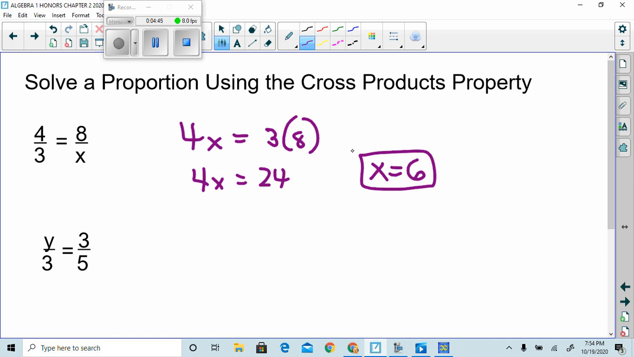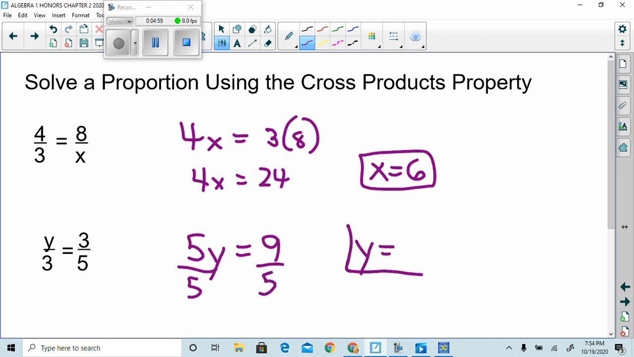One last problem. Let's cross multiply. 5 times y is 5y, and 3 times 3 is 9. I'm now left with dividing by 5. Again, I want to leave this in a decimal form. 5 will go in once, and then I have 4/5 left over, which is, as you know, 8/10.